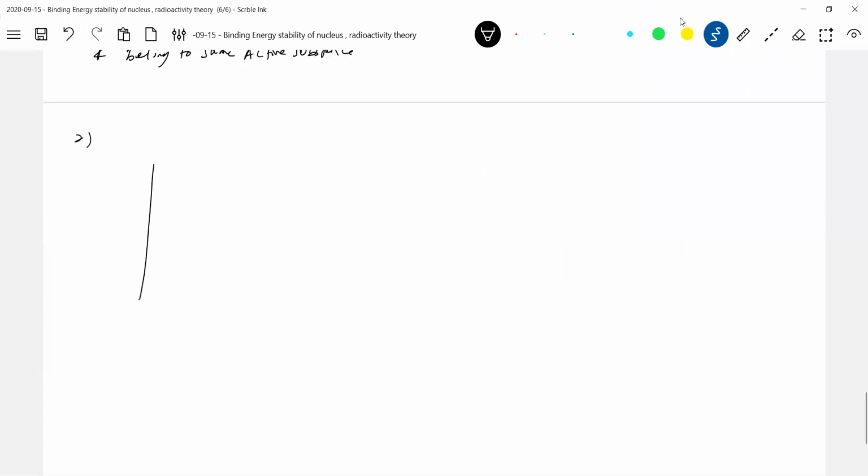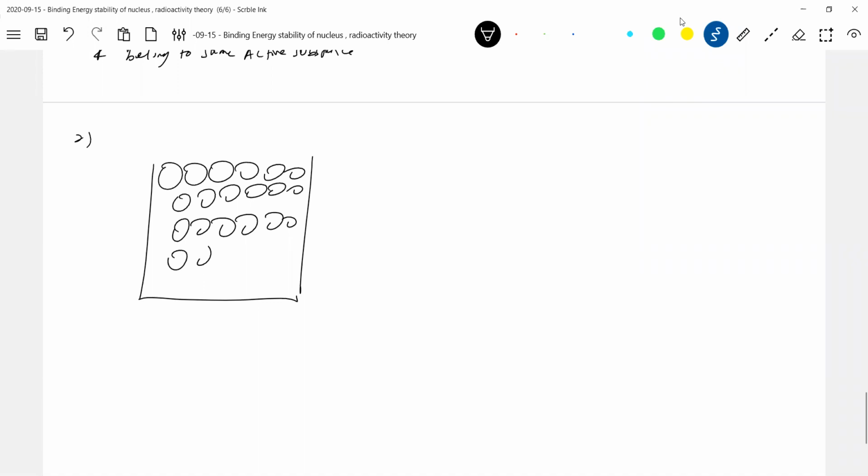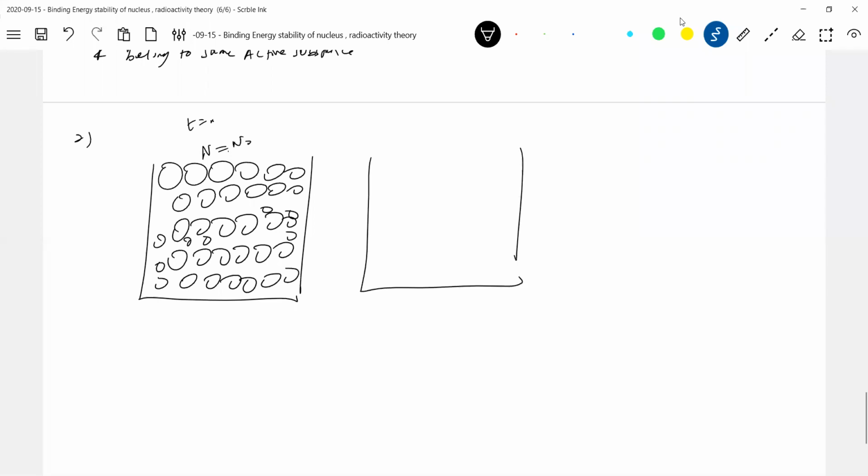I'll get into the next part, the second discussion. What I have is N naught substance. How many nuclei are there? N naught nuclei. How to calculate the number of atoms? I think you know enough of chemistry. So let me say that at T equals 0, the number present is N equal to N naught. At any instant of time, some decrease, no? Let the number present be N.